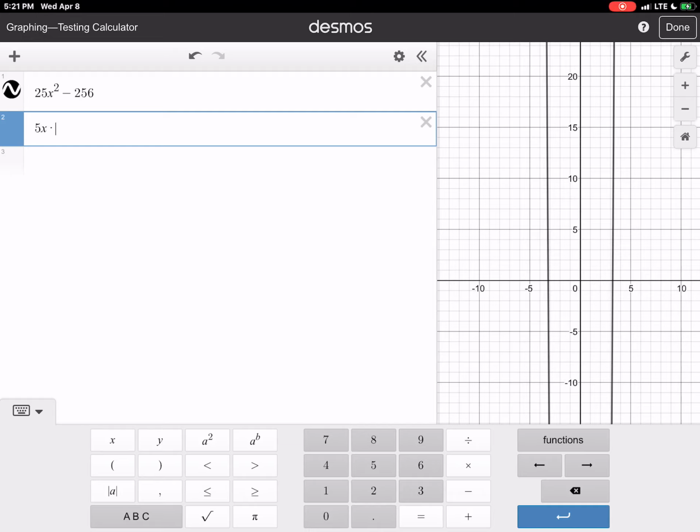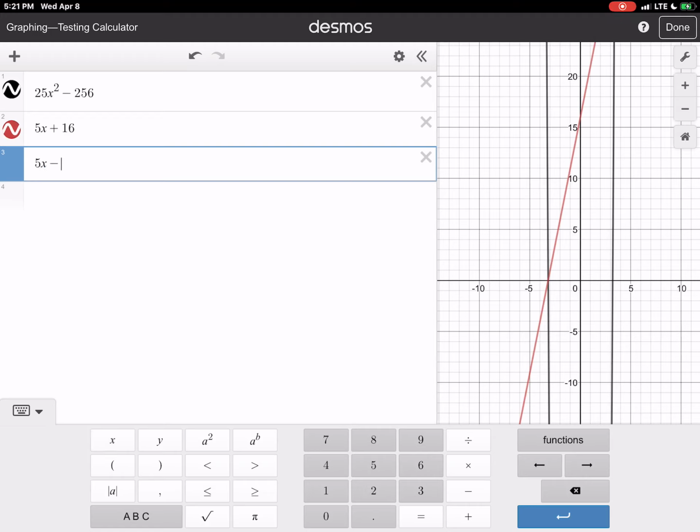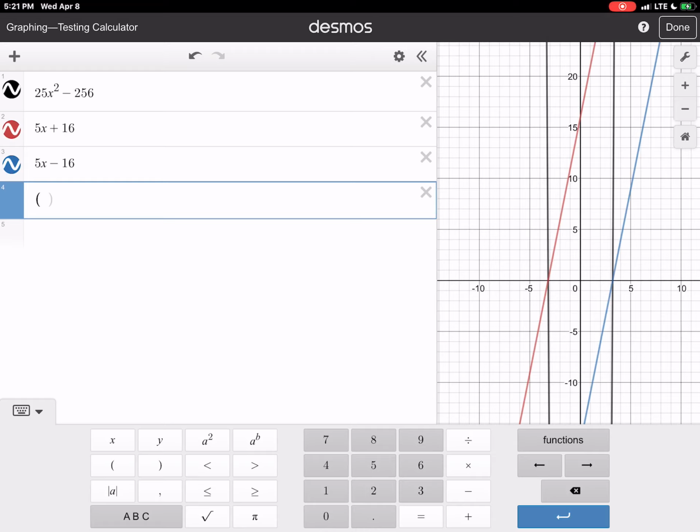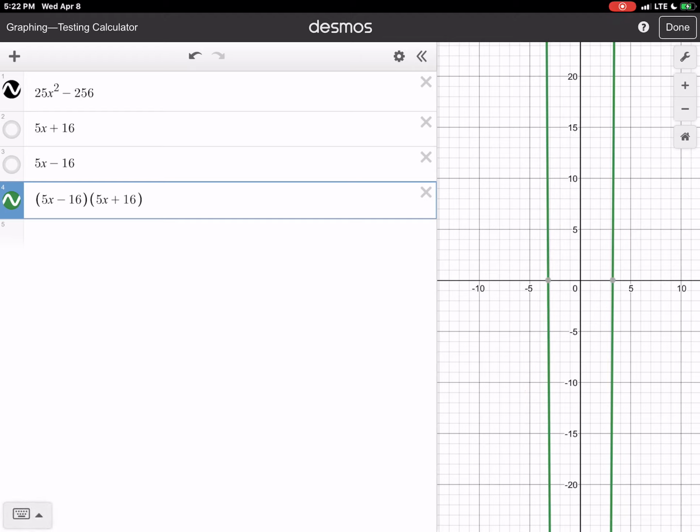5x plus 16. It overlays exactly on my x-intercept. 5x minus 16. There it is again on my x-intercept. And then finally, 5x minus 16 times 5x plus 16. And you might notice that I wrote them in the reverse order, remembering that we can multiply in any order we want to. So I'm going to turn off the red and the blue and the green, and I'm going to verify that the green is going to completely overlap the black one. And it does. So those are my answers.